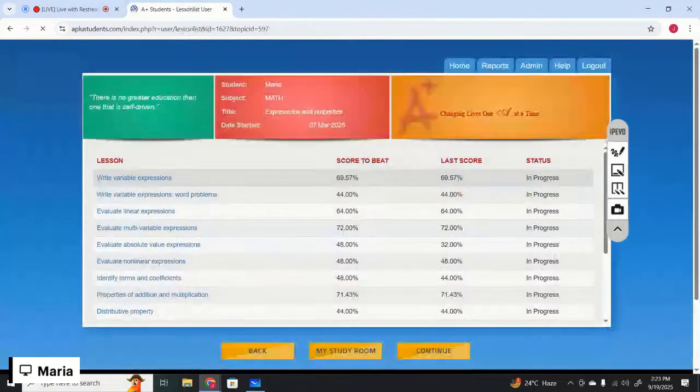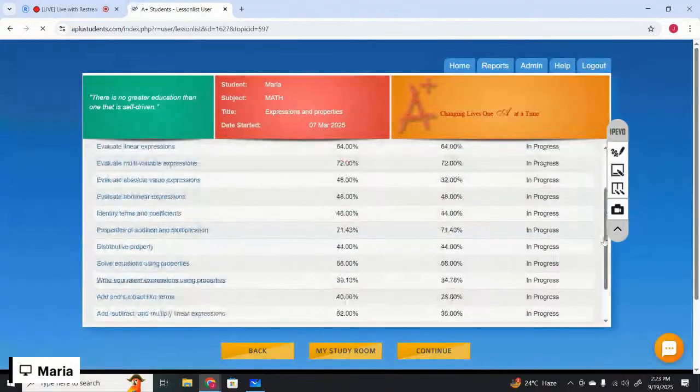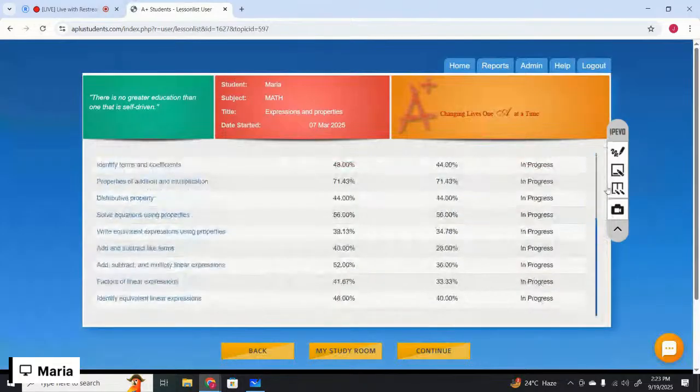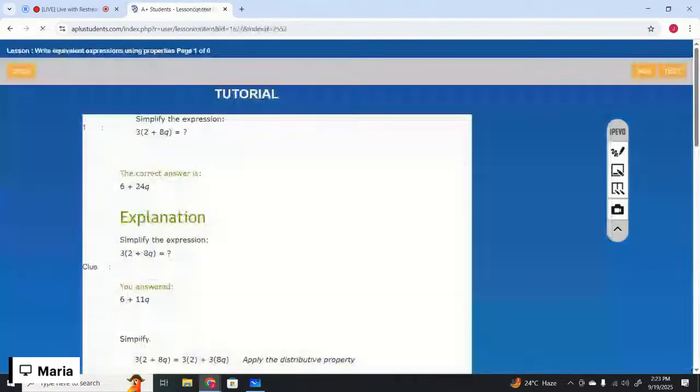Okay, you can complete the lesson by yourself later today. Let me just move on to the next lesson. The next lesson is write equivalent expressions using properties.